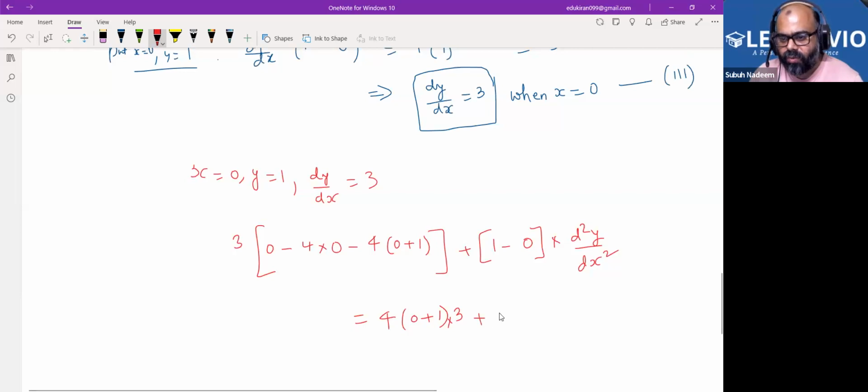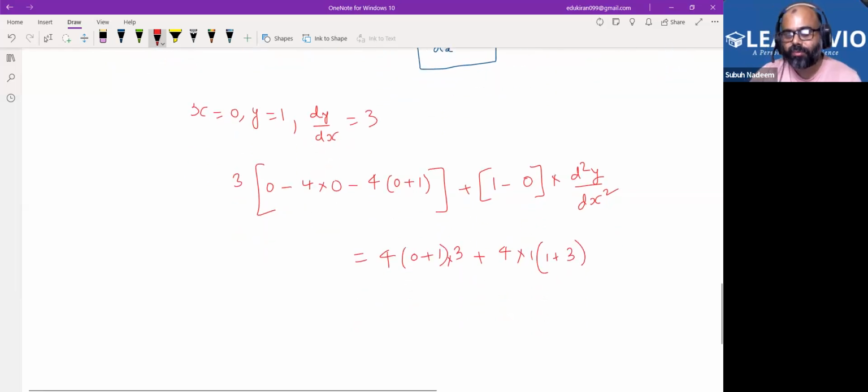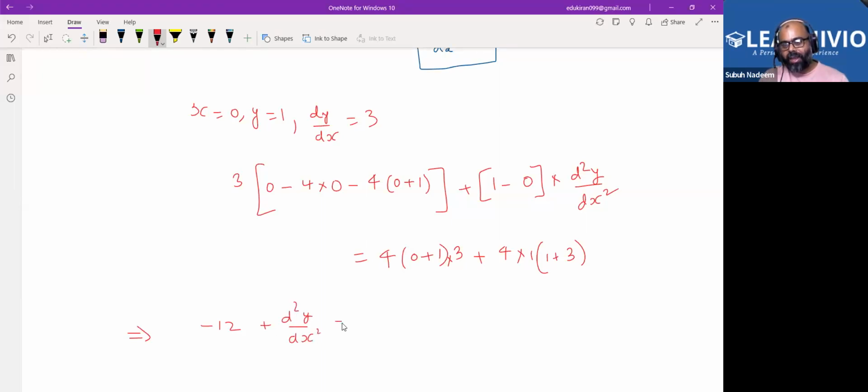So plus 4y into 1 plus dy by dx. So this would become like this. Now just solve this. The first term is 0 and then 0, then minus 4, so it will be minus 12. And then plus d2y by dx square. And then here it is 4 and 1 and 3, 12. And this is 4 and 4, 16.